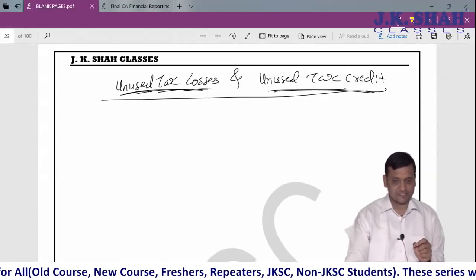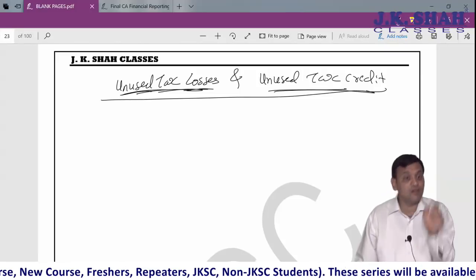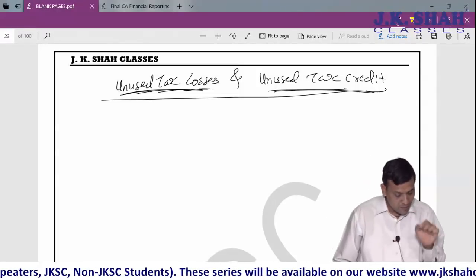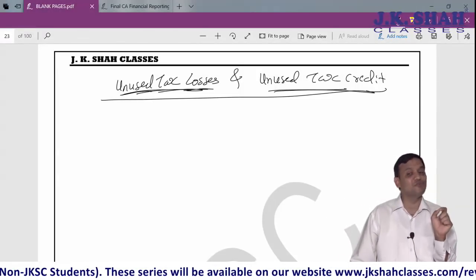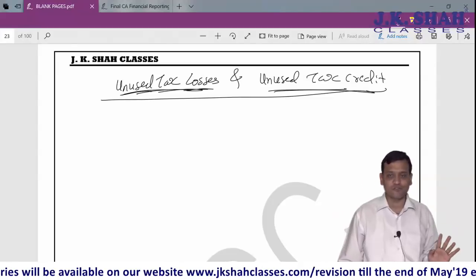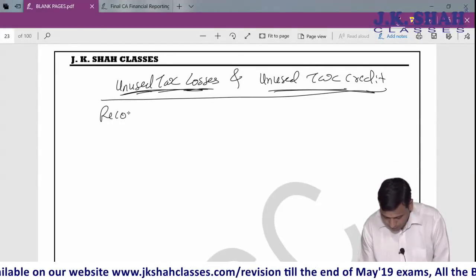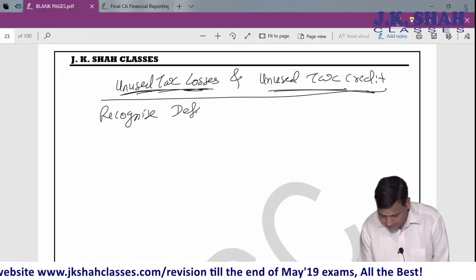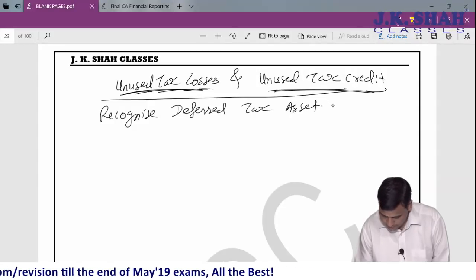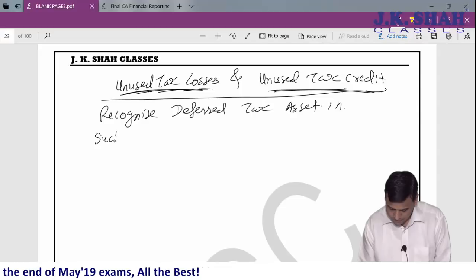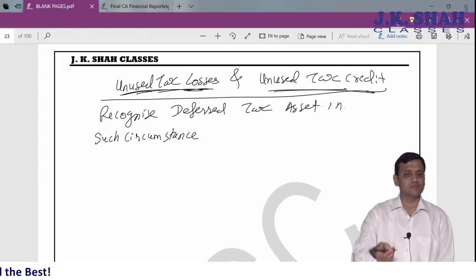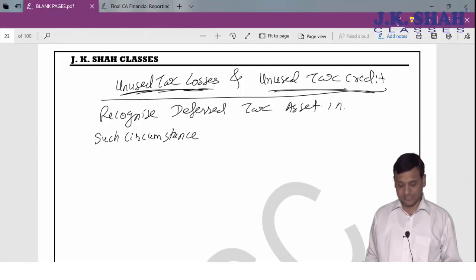Standard says create deferred tax asset to the extent it is probable. You remember probable, yesterday also we spoke. More likely than not. It is probable that taxable profit will be there in future, against which this deferred tax asset which we have created will get reversed off. So recognize deferred tax asset in such circumstances, means circumstances of tax credit or unused tax losses.